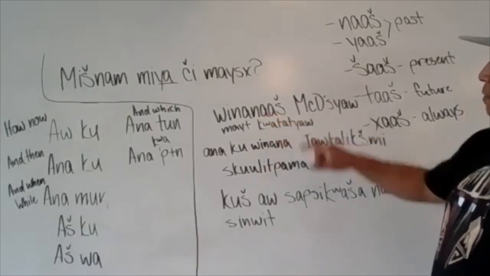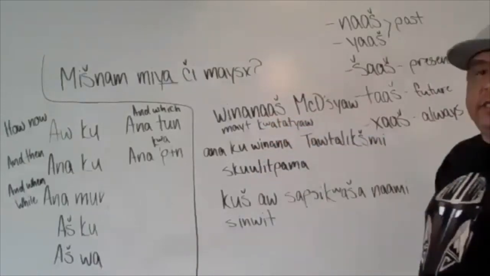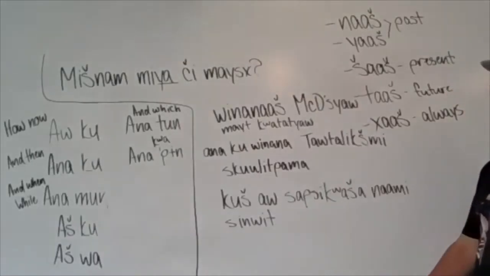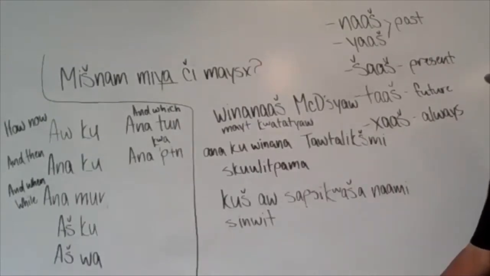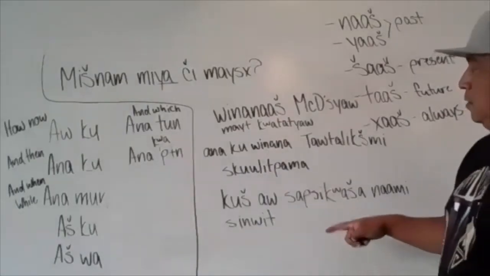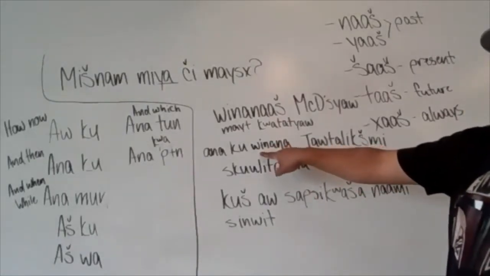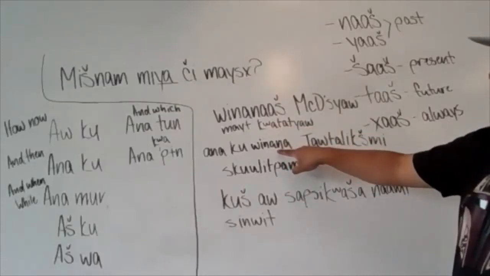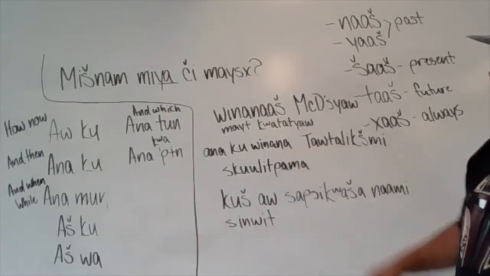And then it would be Winna Nash McDonald's Yao might quite it yao. Anaku Winana Dauta Lakshmi Skulit Pama, Kush Ao Subsequasha Nami Sinwit. Oh, you're thinking about the ash? It's built right in. I wouldn't need to put it right here though, the anaku winana. And then because you're leaving off, you're not having an aspect out of the verb, so that'd be good.